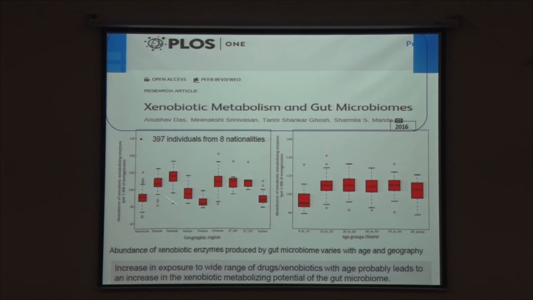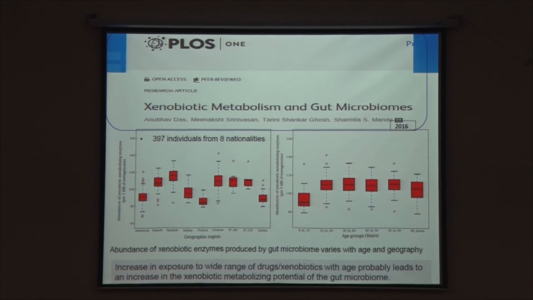And one striking one was the Spanish data, which had larger xenobiotic metabolizing enzymes. And we also, some of these countries had the drug usage pattern, and we looked into the drug usage pattern. It actually matched with our finding that the larger the drug usage, you have a larger xenobiotic metabolizing capability.